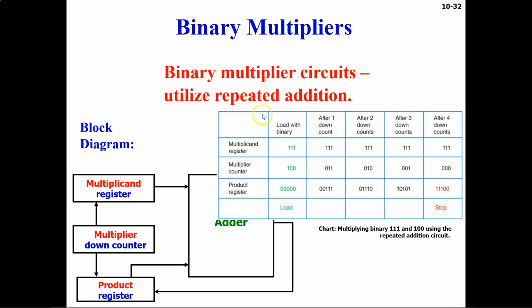And with this example, we see how the multiplication problem took place by multiplying 7 by 4, which equals 28 in decimal. And in binary, 28 is represented by this number, which is 11100.